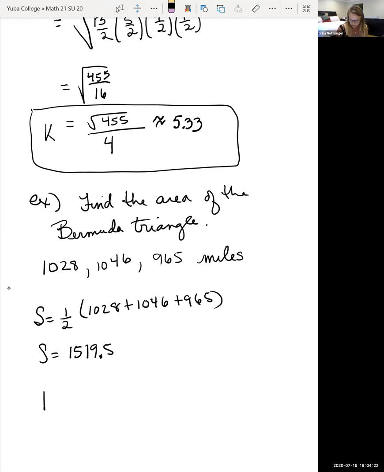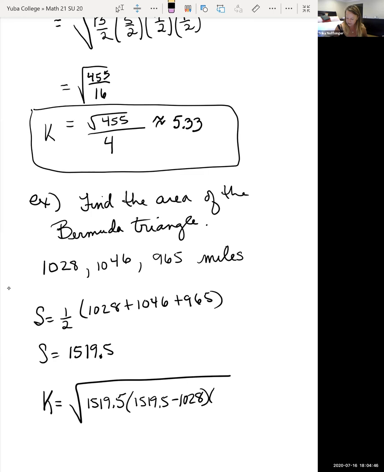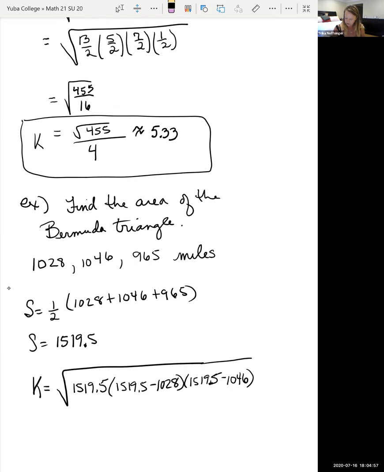So now we want to look at our formula. So the square root of S, 1,519.5, that minus the side. So 1,519.5 minus 1,028. Take that, 1,519.5 minus the other side, 1,046, times that 1,519.5 minus 965.